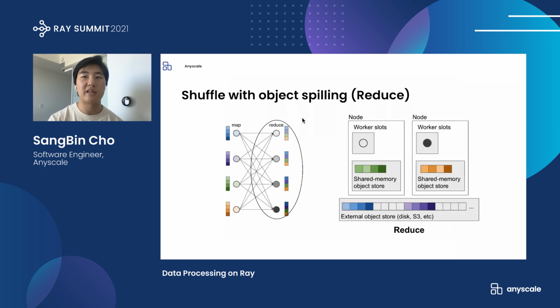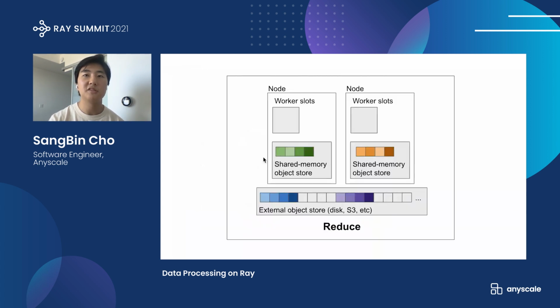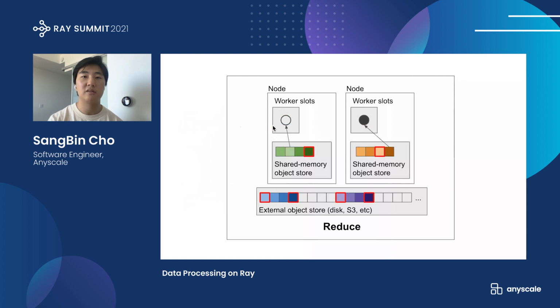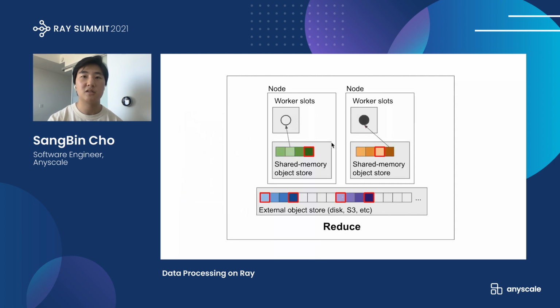So let's actually see what happens in the reduce phase. As I mentioned, this is the same as this phase. Each of these reduce tasks gets the object. So these objects are shuffled in the reduce worker. So this is the state from the previous one. Now these reduce tasks are scheduled on the worker process, and it needs to get these 4 objects. And this one needs to get these 4 objects. So it's trying to get the object.